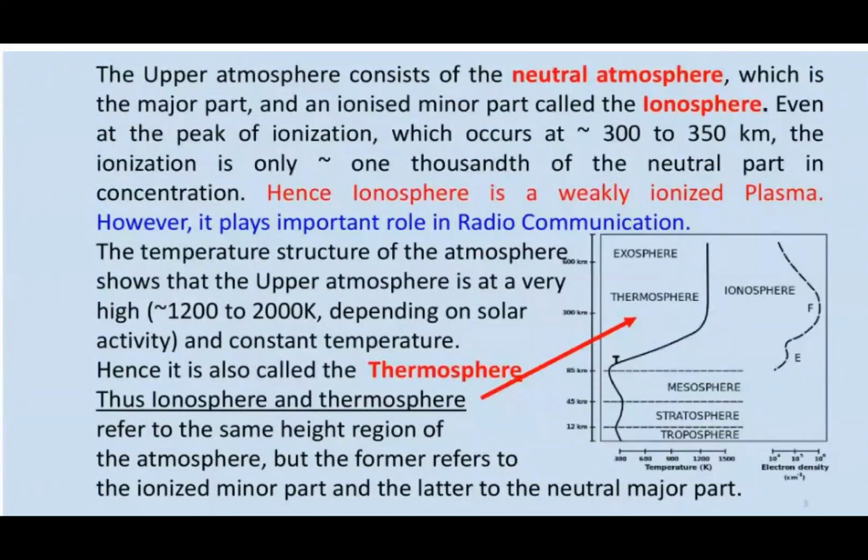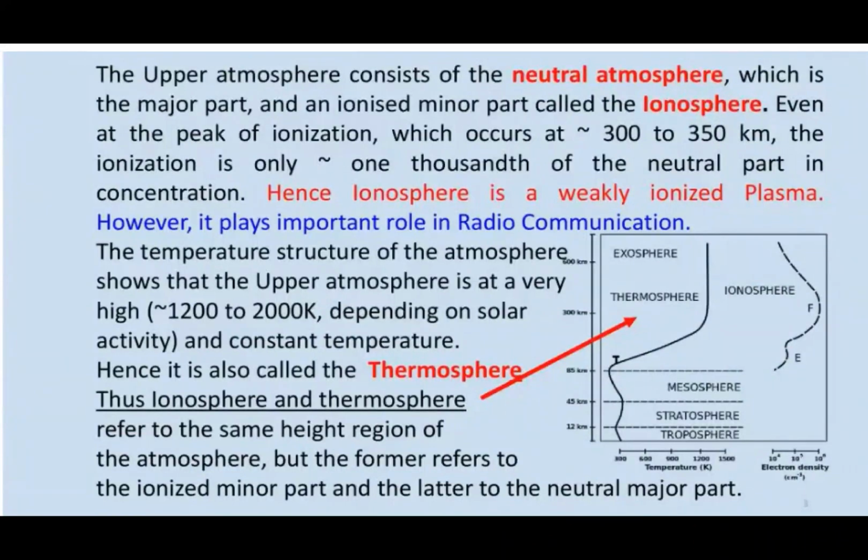Okay, so the thermosphere and ionosphere exist at the same height range, from about 85 kilometers to about 600 kilometers and more. And the region below 85 kilometers is classified as mesosphere, stratosphere, troposphere, etc., depending upon the variation of the temperature with respect to height. These regions you may have heard of while studying about the neutral atmosphere.